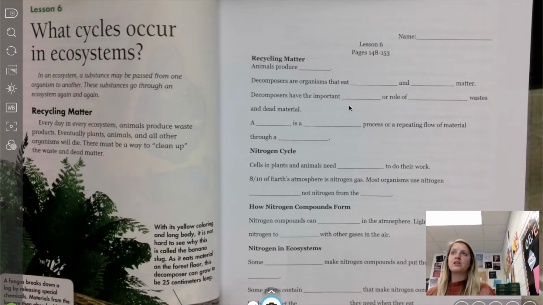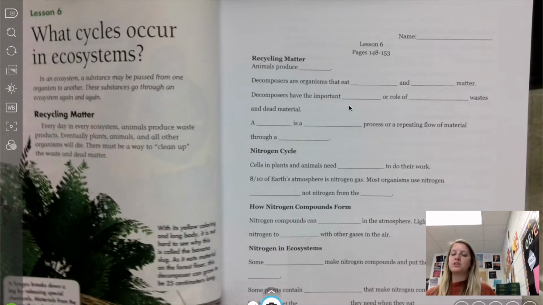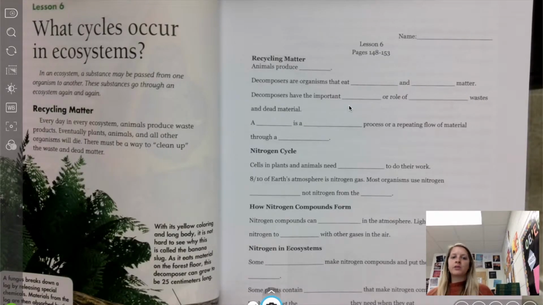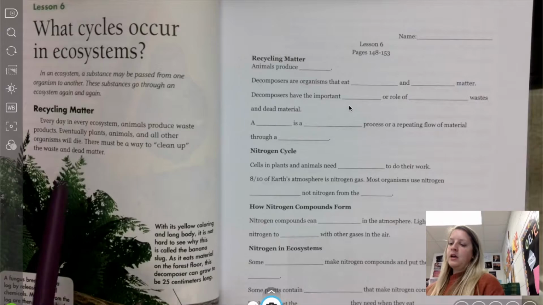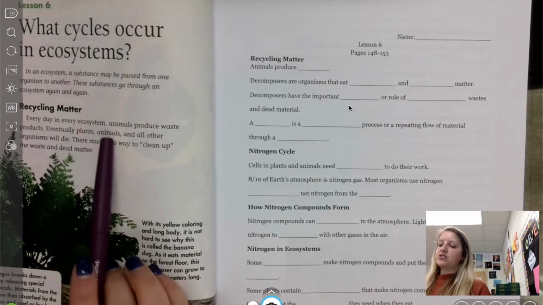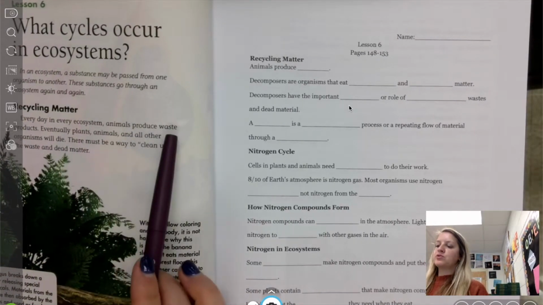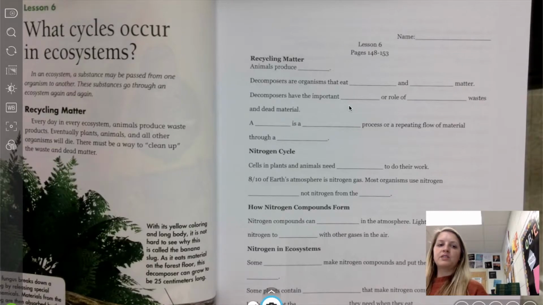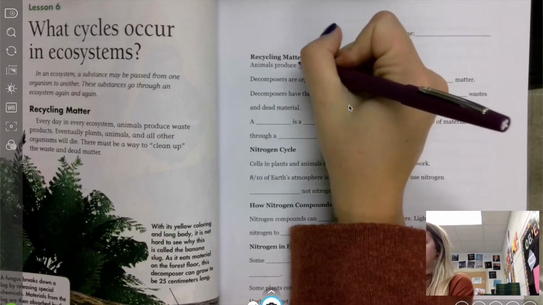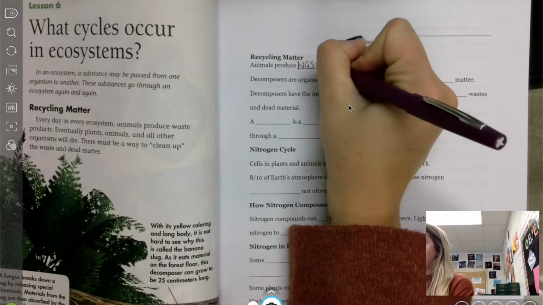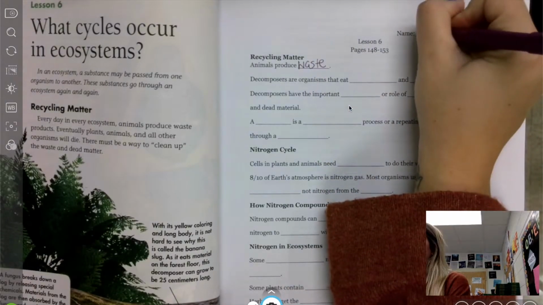Yesterday, looking at the food chain and the food pyramid, we saw that kind of cycle, but then we're going to see different cycles today. Every day in every ecosystem, animals produce waste. And we see that right away in our notes. Can get that down. Don't forget your name.